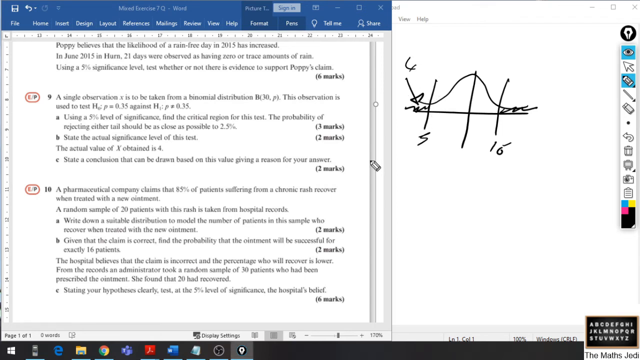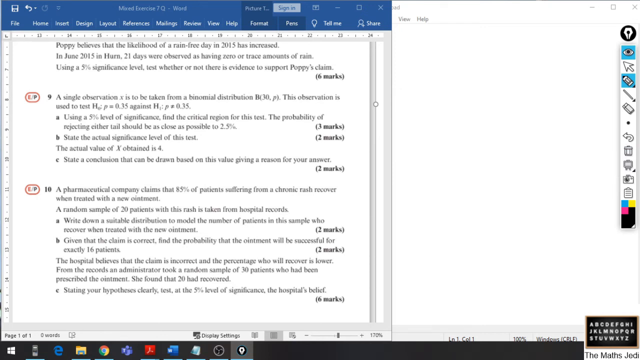And so that must mean that H0 would be rejected. So state a conclusion can be drawn based on the value, giving a reason for your answer. It's in the critical region, therefore H0 is rejected. So you'd have to accept that P was not 0.35. Okay, trash my notations. Let's look at number 10.